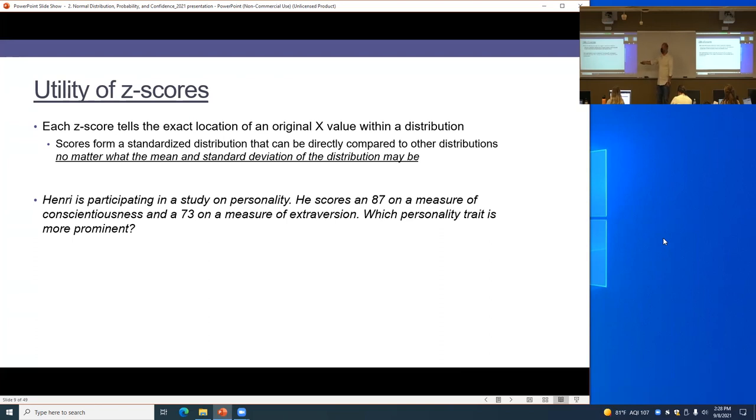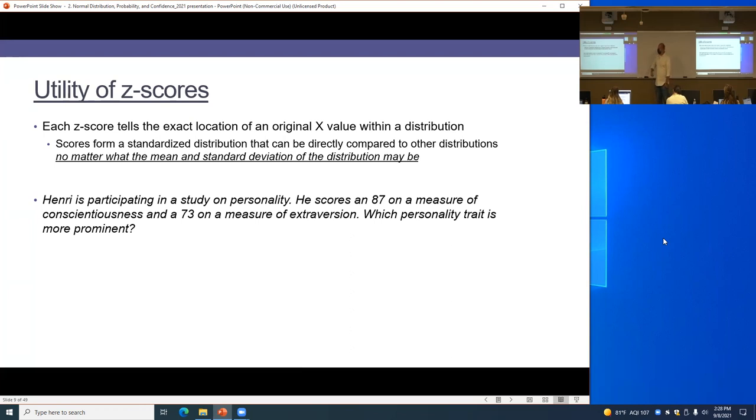Can I answer this question? Why not? You don't have enough information. I don't have enough information. Okay. Well, in this case I don't have the mean or standard deviation. And so someone might say, well, he's scoring higher on conscientiousness than on extroversion. Well, sure, maybe, but I don't know what the distributions are like, right?